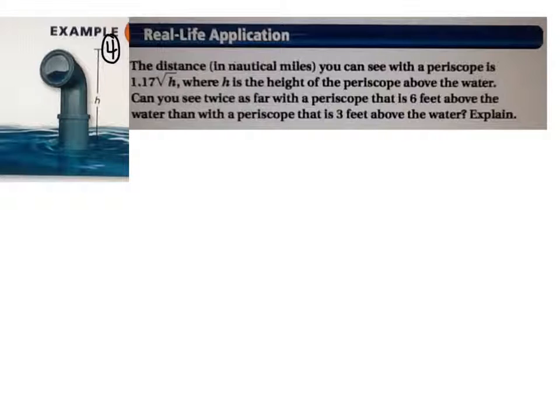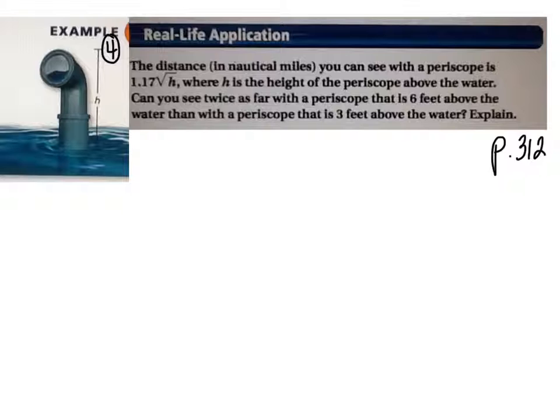Our last example is example 4, another real-life application. The distance in nautical miles you can see with a periscope sticking out of the water is 1.17 times the square root of h, where h is the height of the periscope above the water. Can you see twice as far with a periscope that is 6 feet above the water than with a periscope that is 3 feet above the water? Explain. If you don't want to write down this entire thing, we're on page 312 in the 8th grade book.